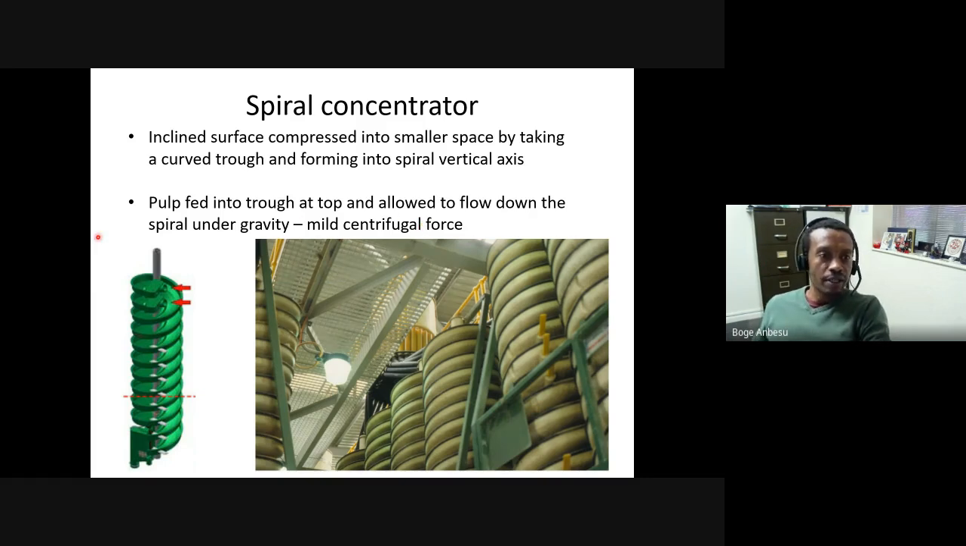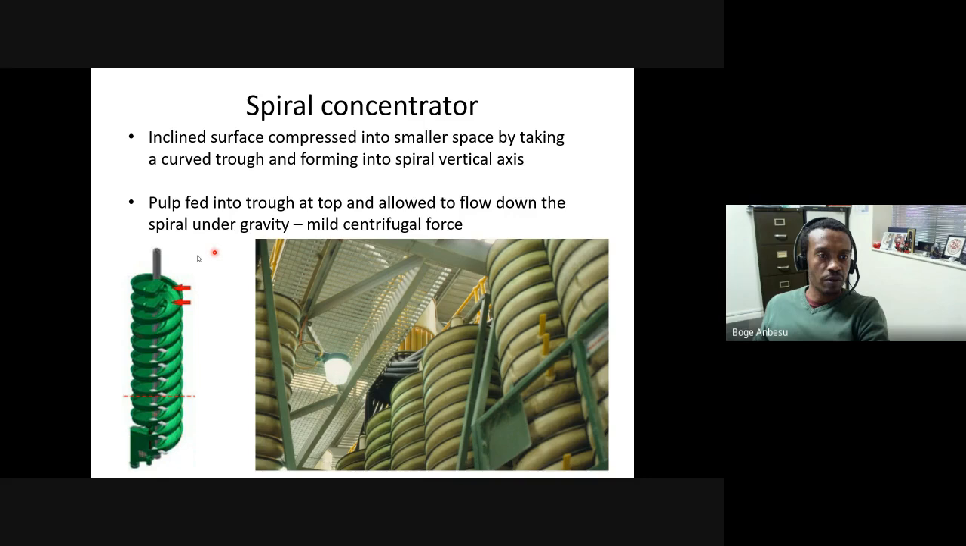Spirals are a different kind of gravity separator. Again, with spirals, as you can see in this picture on the left here, you have an inclined trough, which is rounded along a vertical axis from top to the bottom. So the inclined surface goes from top to the bottom here, and it is curved. The way we construct the separation surface itself is curved, so it's flatter towards the center of the axis. As you go further from the axis, it is curved and curved and curved.